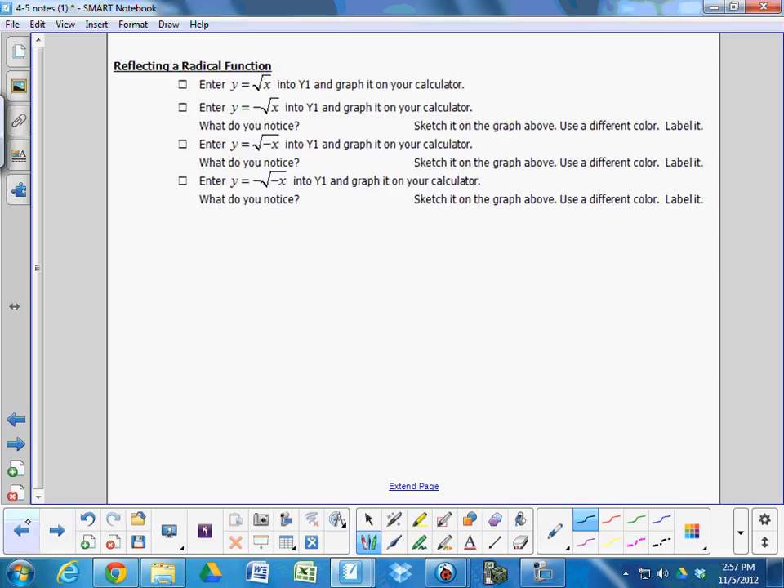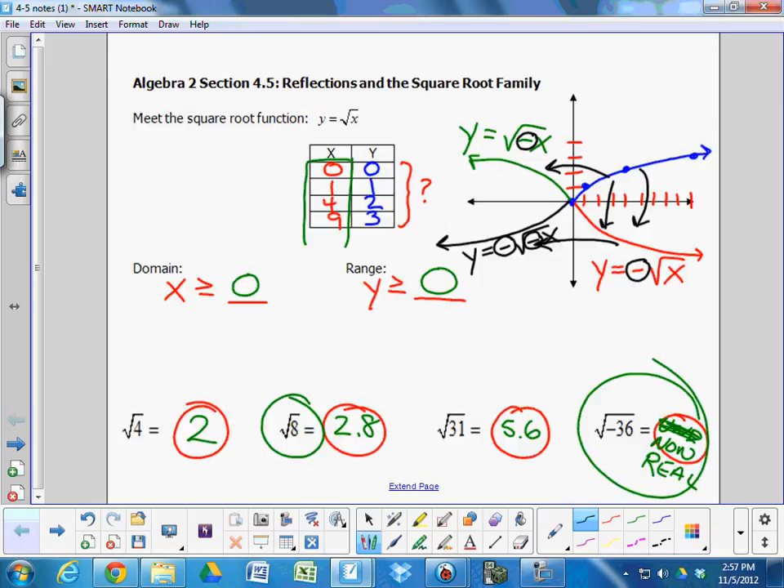By the way, we're going to come back to this several times as we move through this section, this concept of where does it go depending on where the negative is. So study that, think about where that negative sign is and what it does to the graph.